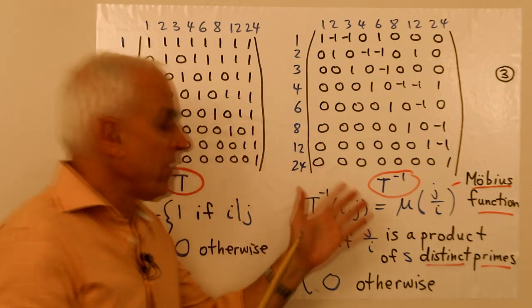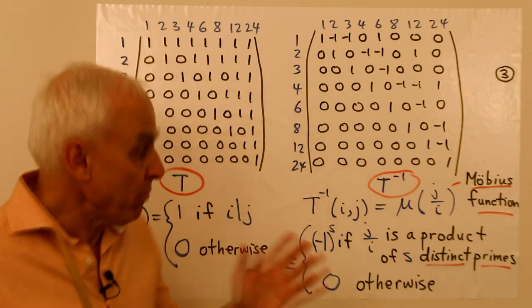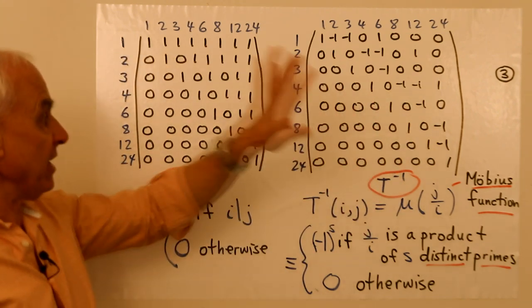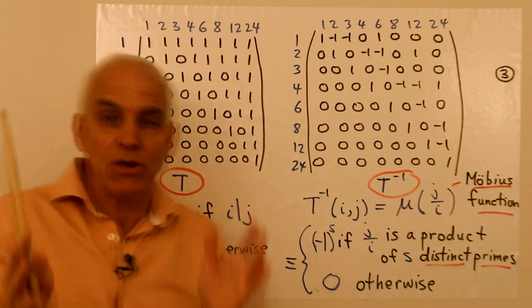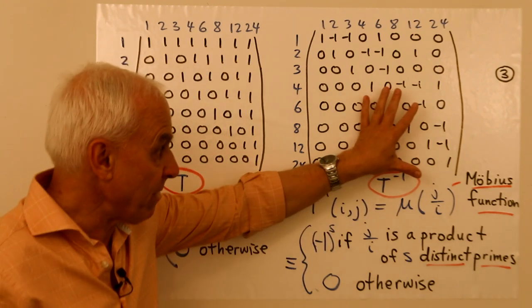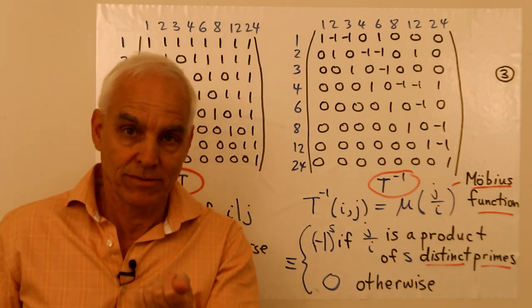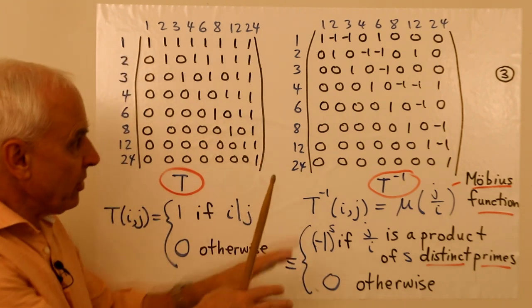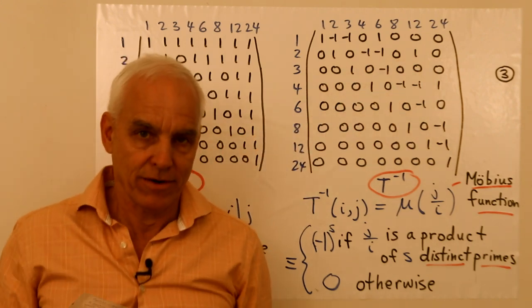So this is where the term Mobius function comes from. Okay? It's a number theoretical function, which we can think of as describing how to get the inverse matrix to this one. So this matrix captures the partially ordered set structure of the divisors of 24, and this matrix is capturing exactly the inverse of that matrix. And so the Mobius function is the key element here in order to describe efficiently what the entries of this inverse matrix are.